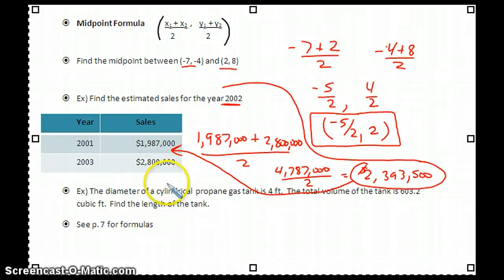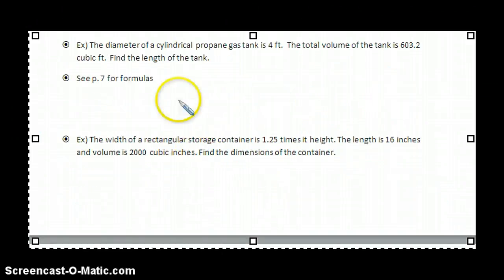Okay, our next example says that the diameter of a cylinder propane gas tank is 4 feet, and the volume of that tank is 603.2 cubic feet, and I want to find the length. So here's what I know. I'm given some information about volume of a cylinder.